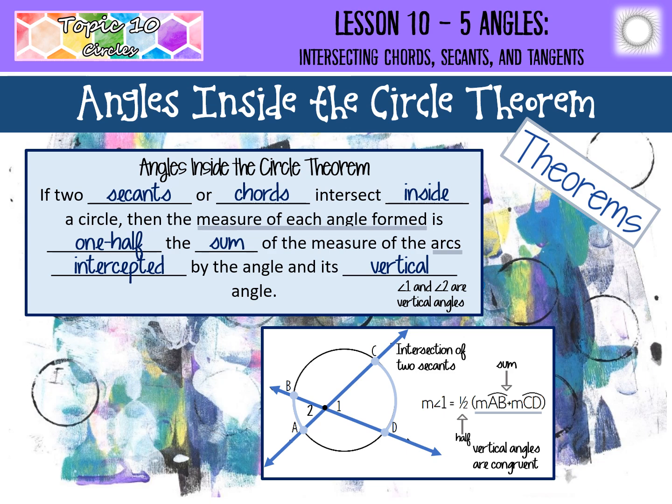So in our diagram there, angle 1 and angle 2 are vertical angles, so they're congruent, right? Everything from day one's fair game. So the measure of angle 1 or 2 is 1/2 the sum of the intercepted arcs, which are arc AB and arc CD.